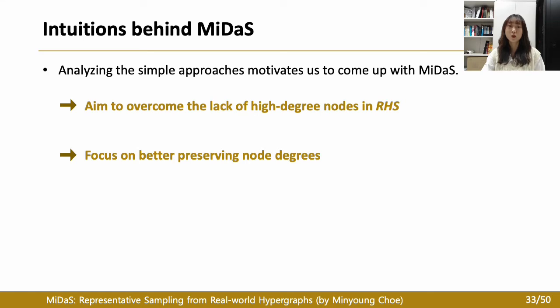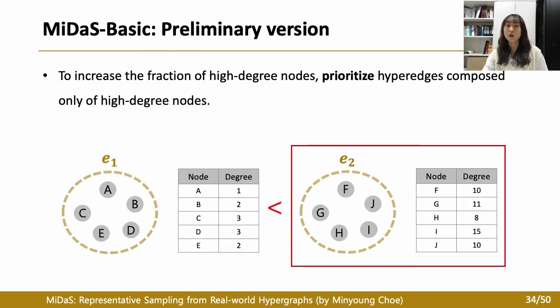Thus, we aim to overcome the lack of high-degree nodes of RHS while maintaining its strength. We also focus on better preserving node degrees while expecting that this also helps preserve other properties. Towards this goal, we first present our preliminary sampling method Midas-Basic. To increase the fraction of high-degree nodes, this method prioritizes hyperedges composed only of high-degree nodes.